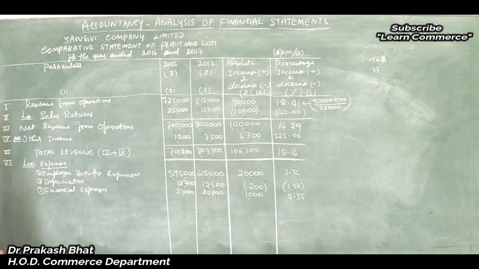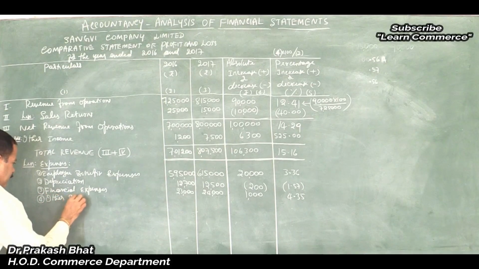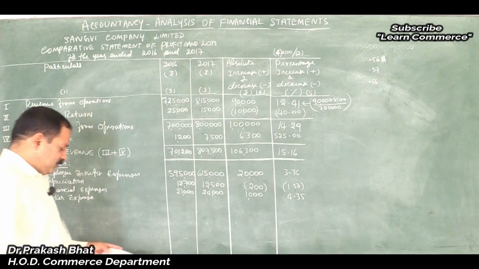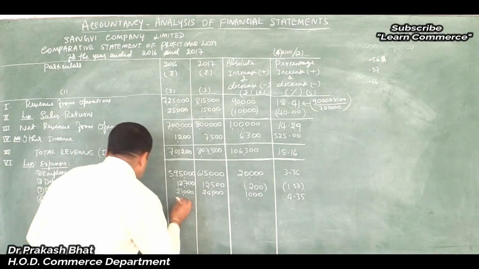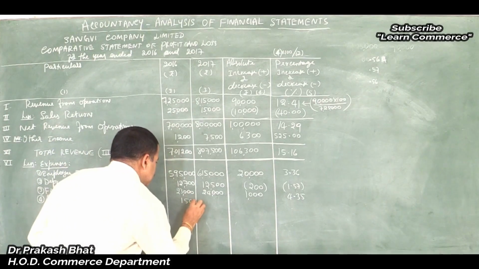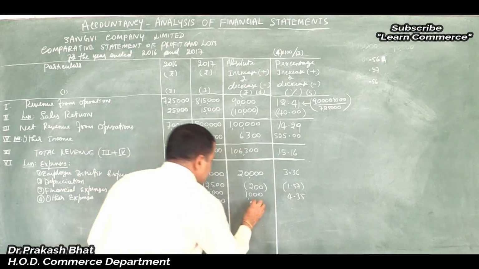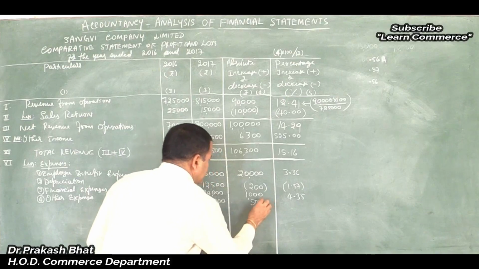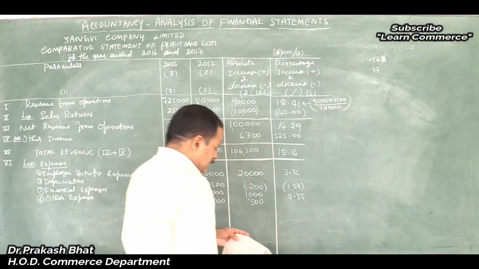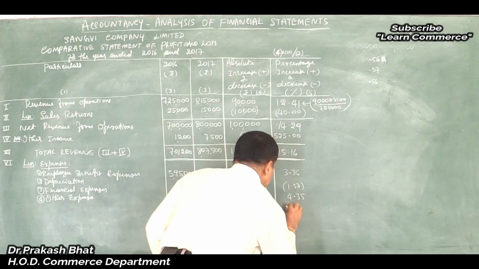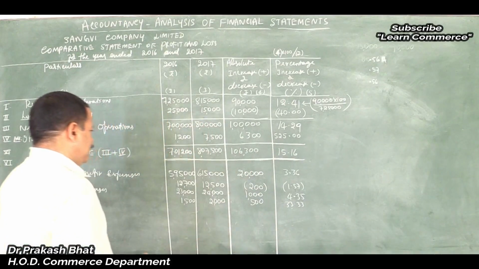Fourth one, other expenses. Other expenses how much? 1,500 and 2,000. There is an increase of 500 rupees, isn't it? So 33.33 is the increase. 33.33 is the percentage. Correct?